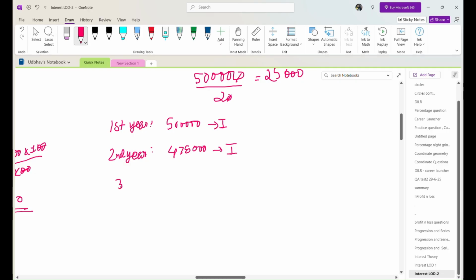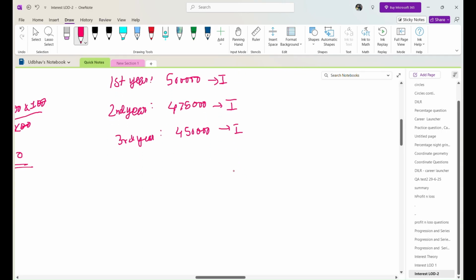So on the third year, after the end of the second year, he'll pay 25,000 back again. So at the start of the third year, he'll only have 4 lakh 50,000 left to repay. The rest, 50,000, he has paid already. So here the interest is still more.